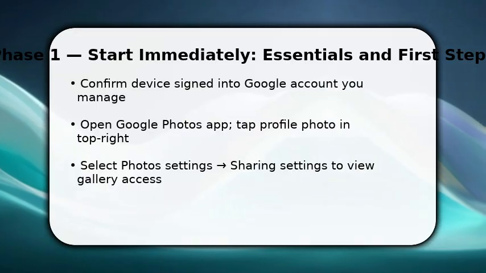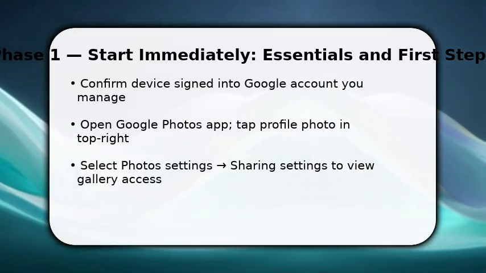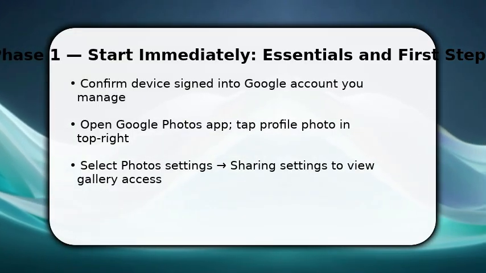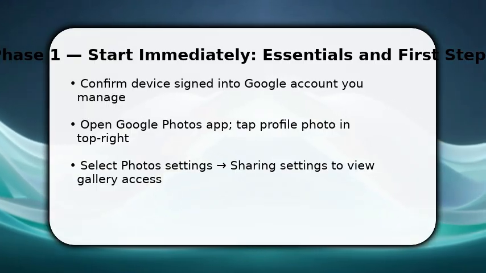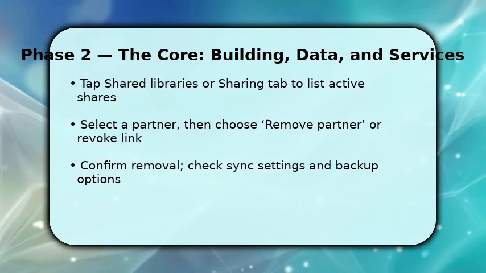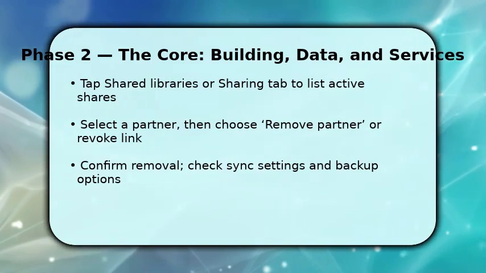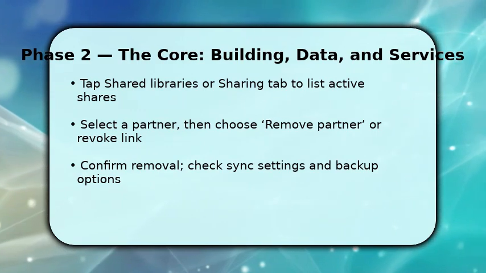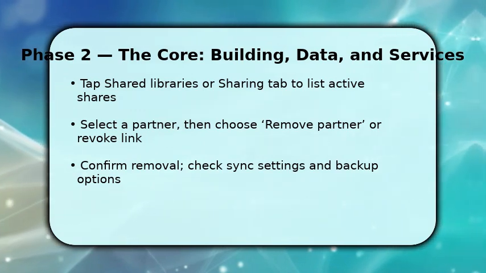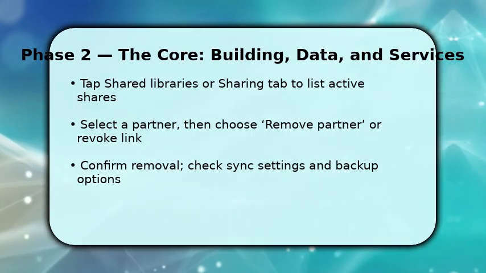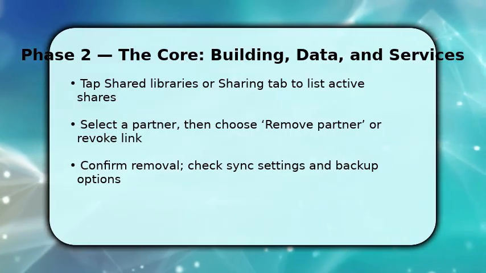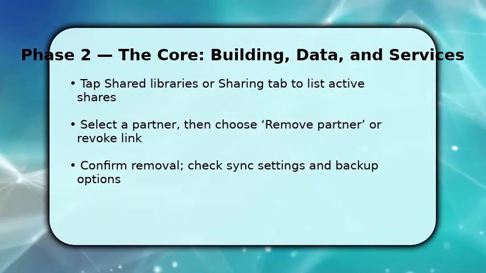You're doing this to remove unwanted view or sync permissions, so identify the shared library or link you want to revoke before moving on. Once you're in Sharing, find the shared library or link that grants gallery access. Tap the partner or shared link entry, then choose Remove Partner or Revoke Link. This stops that account from viewing or syncing your photos.